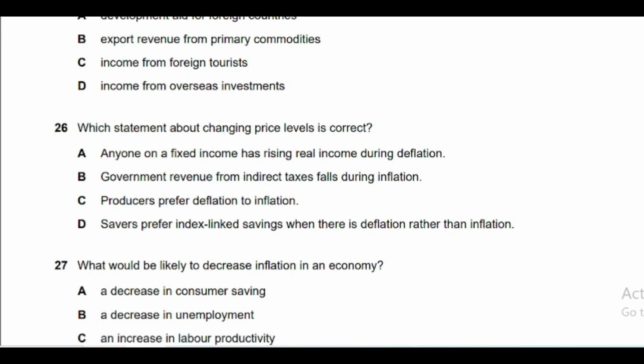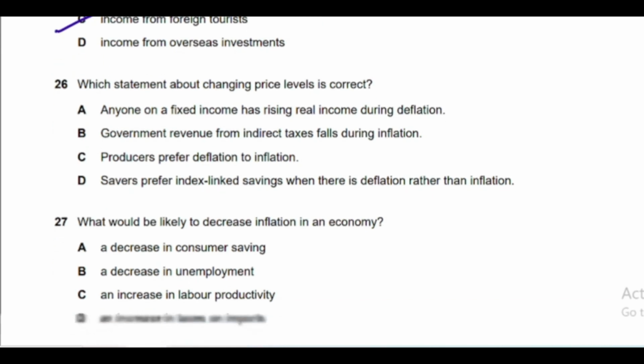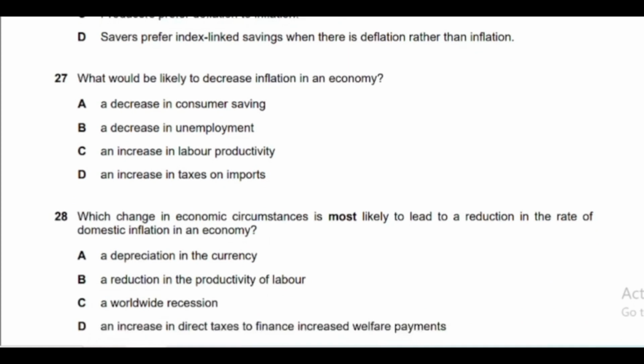25, trade and services is a component of current account of balance of payment. What is an example of trade and services? So C is the correct answer. Income from foreign tourism. Tourism is kind of service, so it will be recorded as a service or invisible trade.